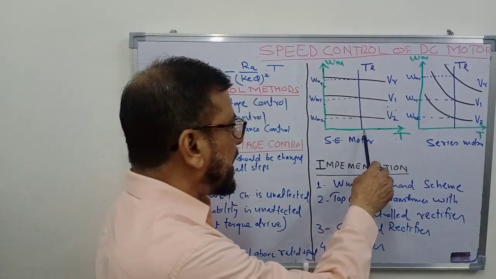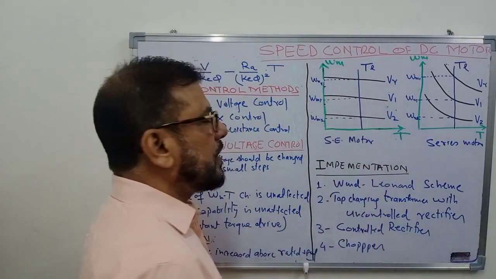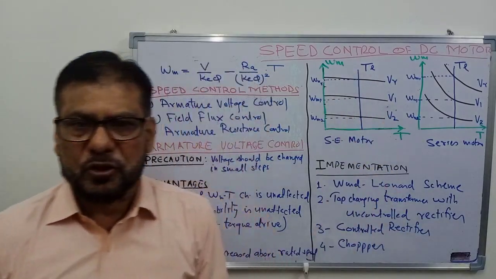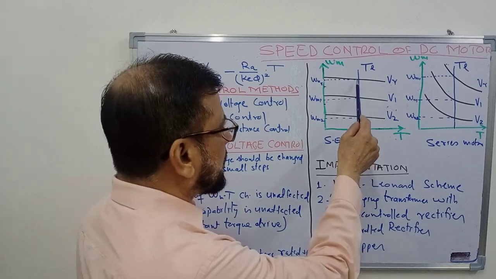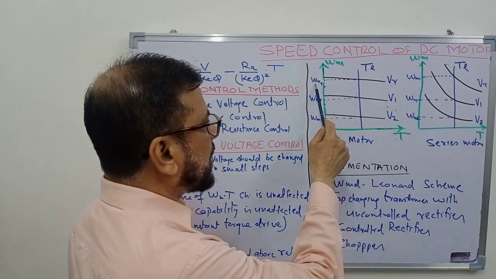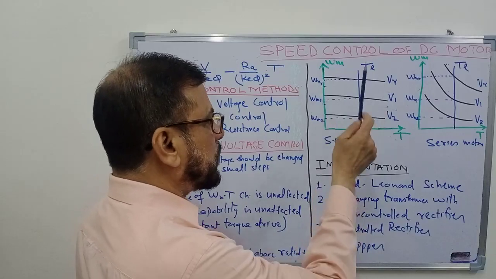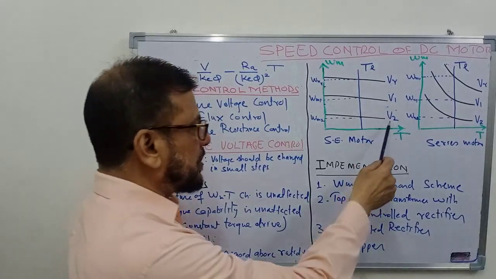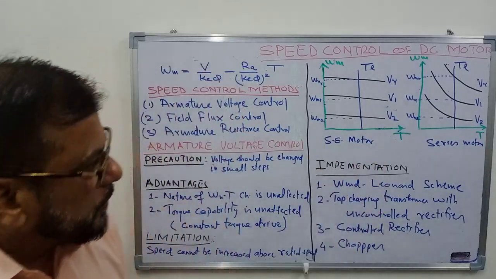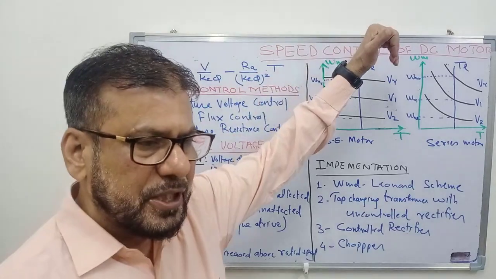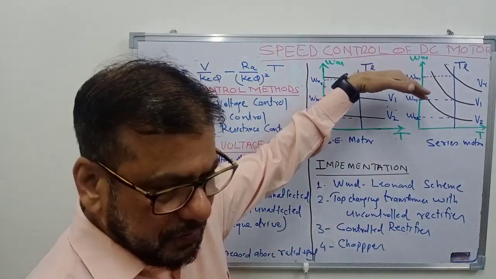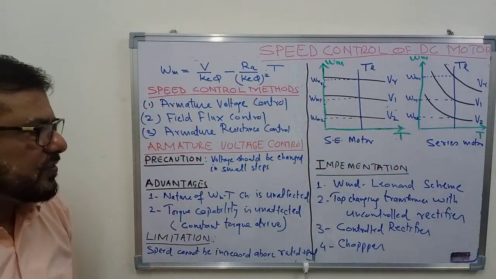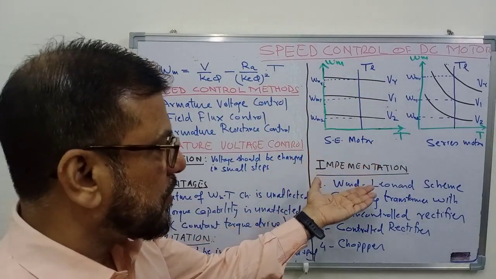And if you are supplying a constant torque load like this, then the intersection of this load characteristic and the motor characteristic will give you the operating point. So at the three operating points, the speed will be omega mr at rated voltage, omega m1 at voltage V1, and omega m2 at voltage V2. So you can see that you can vary the speed over the whole range, from the rated speed to a very low speed, close to zero. So this is armature voltage control.